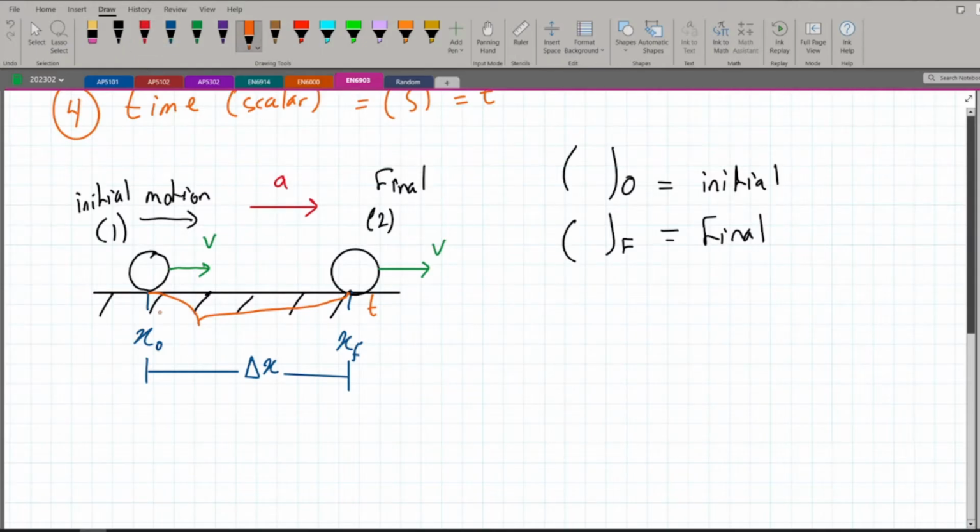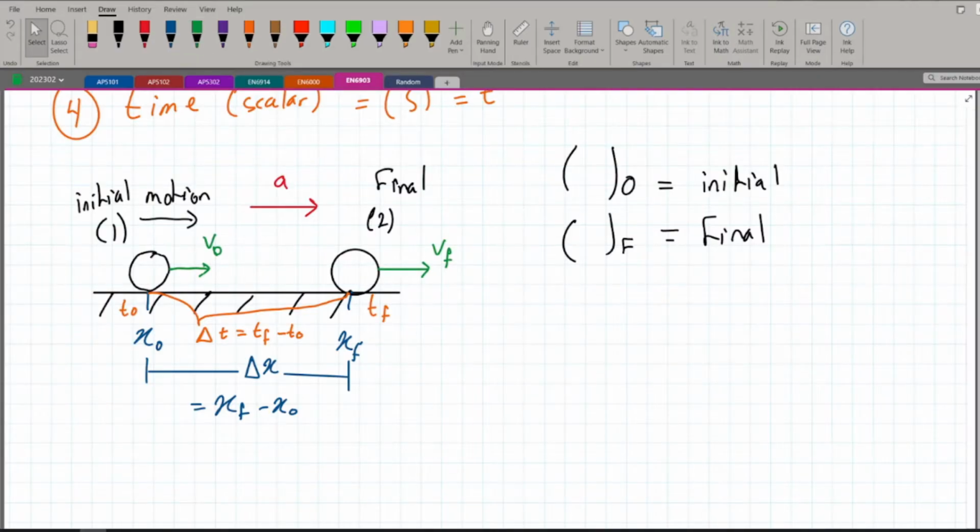Same thing with time. Usually they would call this here time 0, and this is time final. And the total time will be the change of time, which is equal to tf minus t0. Same thing with x. This is going to be x final minus x initial. And you can say the same thing about the velocity. We're going to have the velocity final, and this is the velocity initial.